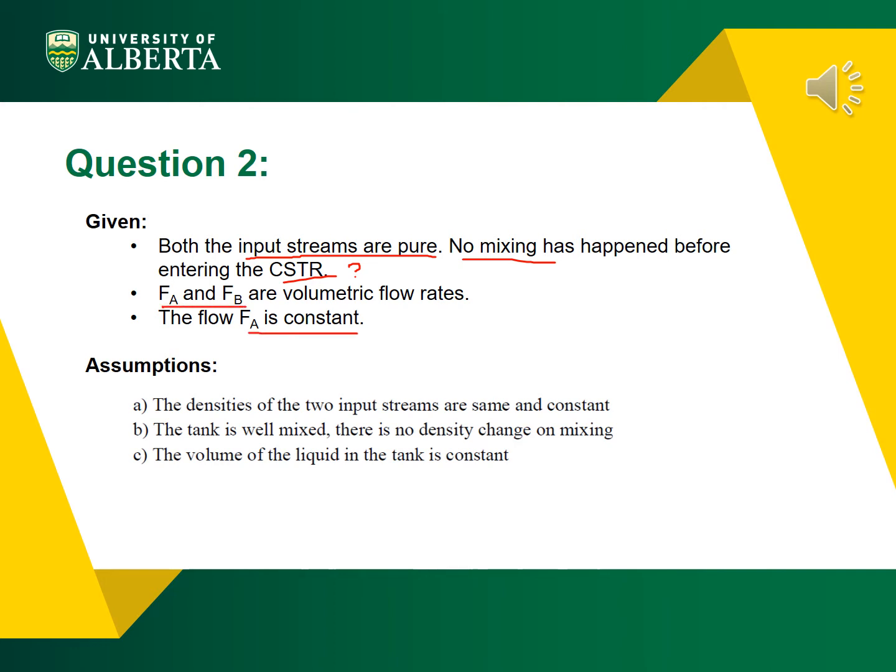And the assumptions in this model: the densities of both the streams are the same and constant. So if the density of stream A is rho A and the density of stream B is rho B, they are both constant. So we can write rho A equal to rho B is equal to rho. And then the tank is well mixed so that there is no density change on mixing. The volume of the tank is constant.